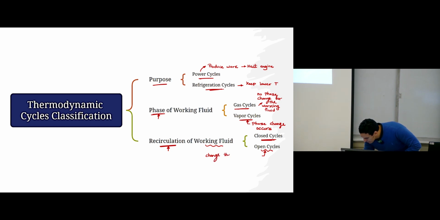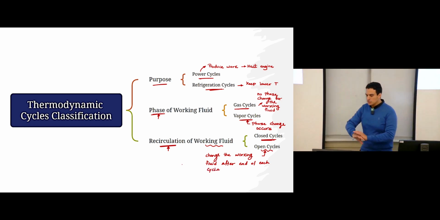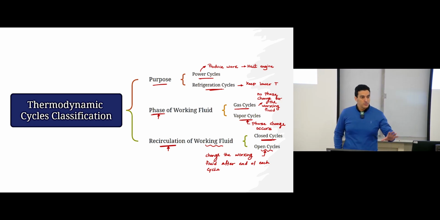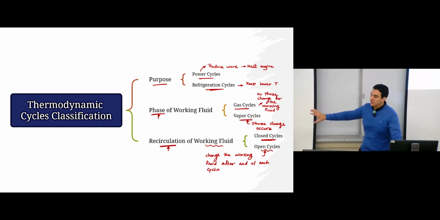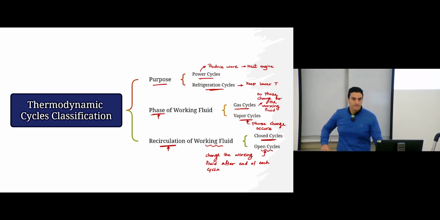In an open cycle, we are replacing the working fluid with a fresh batch at the end of each cycle, but in a closed cycle, we have complete circulation happening. So this is the main classification of thermodynamic cycles. We can classify them based on the purpose into power cycles and refrigeration cycles, based on the phase of the working fluid into gas and vapor cycles, and based on the recirculation of the working fluid into closed cycles and open cycles. Is this clear?